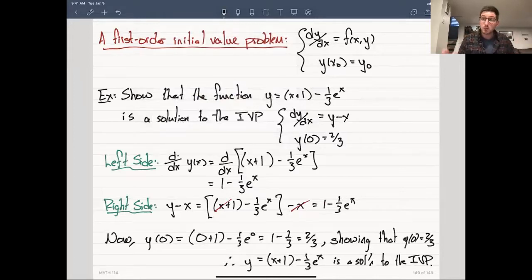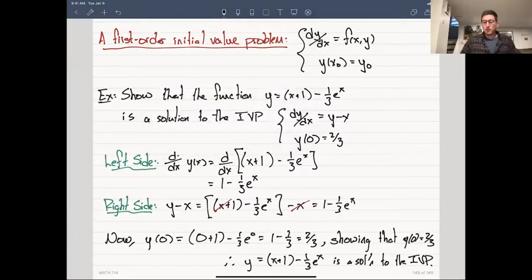Right, so it's just a plug and check problem. It's a left side equal to right side problem for checking if you have a solution to the differential equation. And then it's just plugging in the value of x0 and making sure that it's equal to y0 if you would like to show that this is satisfying your initial value, or that it's a particular solution.